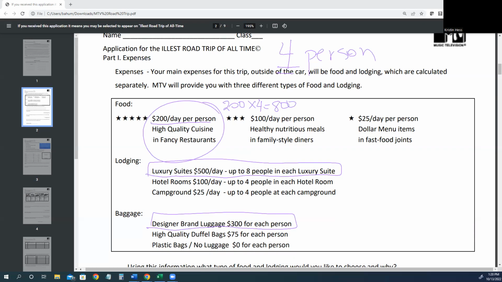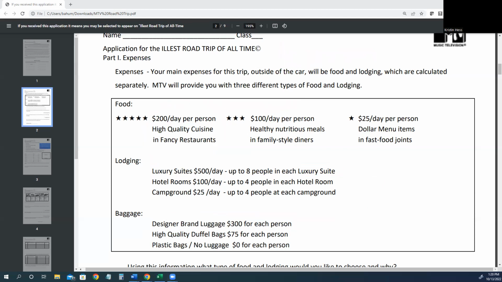The luxury suite will be $500 per day for up to 8 people. I have 4 people, so it's just $500 per day. Lastly, if I'm using the designer luggage, I've got $300 per person. I've got 4 people, so 300 times 4 is 1,200. So I'm going to take the 800, 500, and 1,200 and write that in on the blanks down below.